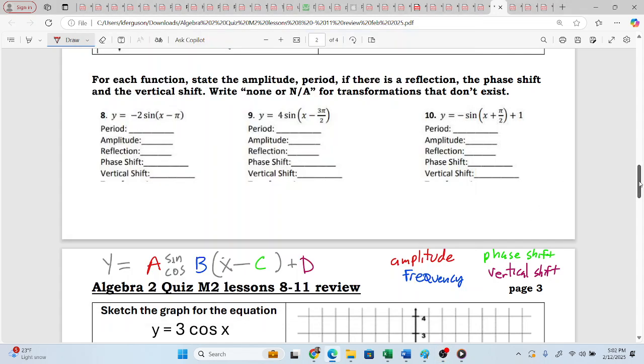All right, so let's keep it going. Next part, I lost count of how many parts, so we'll see after I'm done. For each function, state the amplitude and period. If there is a reflection... nope, don't need to worry about reflection.